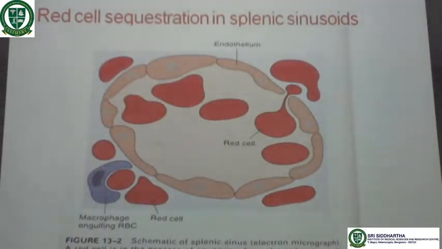So this is one picture of the splenic sinusoids. You can see in the center red cells are there in the splenic sinusoid. When these red cells pass through the endothelium, okay, and they become fragile, old, they are taken by the macrophages and they destroy it.